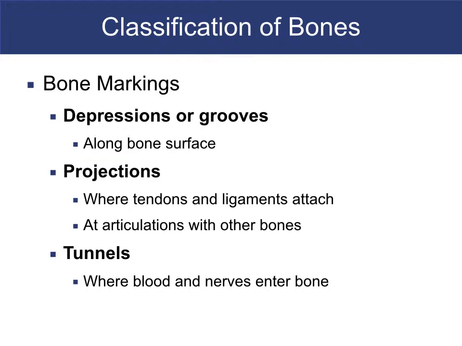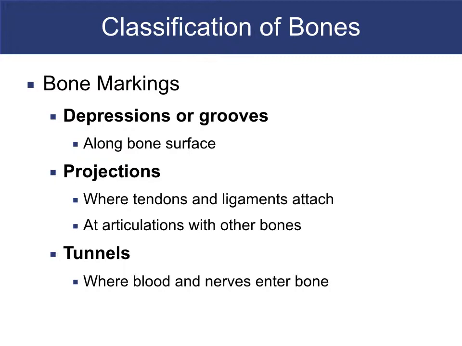This always freaks students out at the very beginning until you start getting the bones in your hand and studying them. Bones have lots of little depressions or grooves along the surface. They have little projections or little outpouchings or sticky outy things, I call them, where tendons and ligaments attach. Usually your tendons are attached to a pointy thing. Sometimes it's not very pointy, but at least it's a bulge out there. And so that's something we'll learn about.